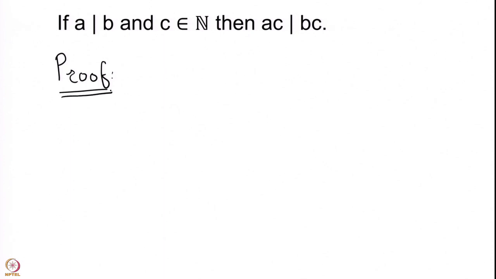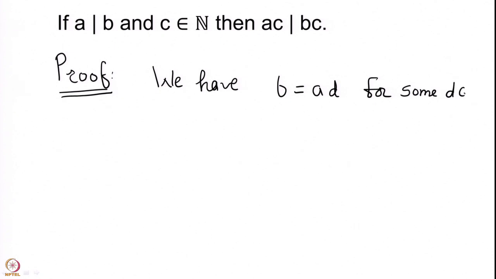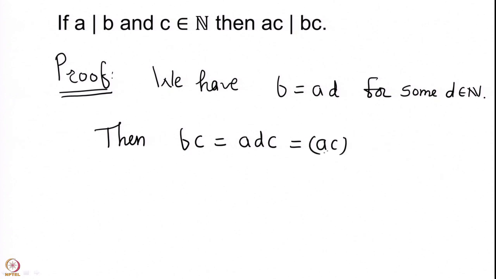We are given that a divides b, so we have b equal to a into d for some d in N. a divides b, so b is a into a natural number. Now, to this equation, we can multiply by c. So, we have bc equal to ad into c, which is same as ac into d. So, therefore, we have written bc, which is a natural number, as ac into a third natural number, which clearly says that ac divides bc.